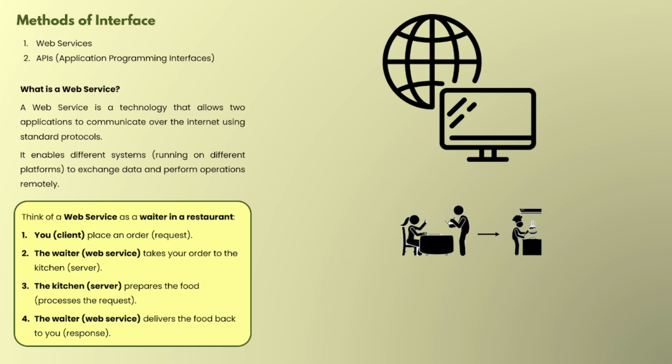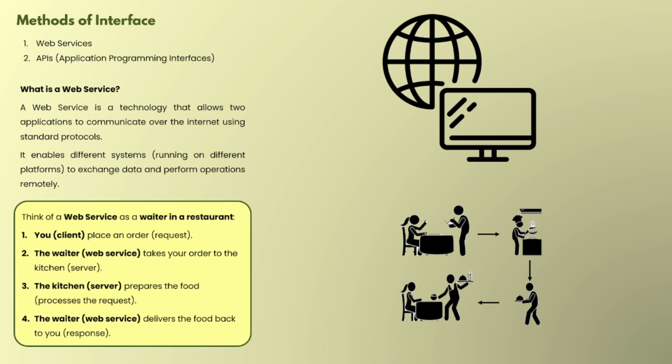Now what the kitchen is doing, the kitchen is nothing but the server, it prepares the food and processes the request. In the kitchen, the chef gets the order and starts preparing the food. In technical terms, the server is doing the actual work like pulling data, running logic, and saving something in the database. This is what is going on in the kitchen if we consider it in a technical way. And finally, the waiter, who is again the web service, takes the order from us to the server, that is the kitchen in our case, and the web service, the waiter, takes whatever is prepared back to us.